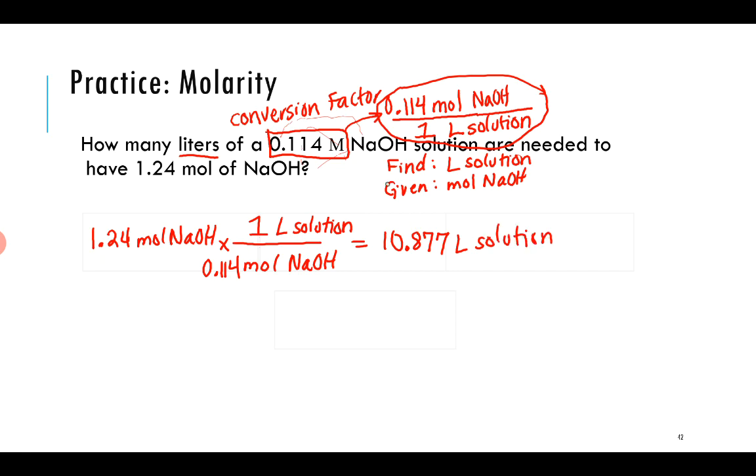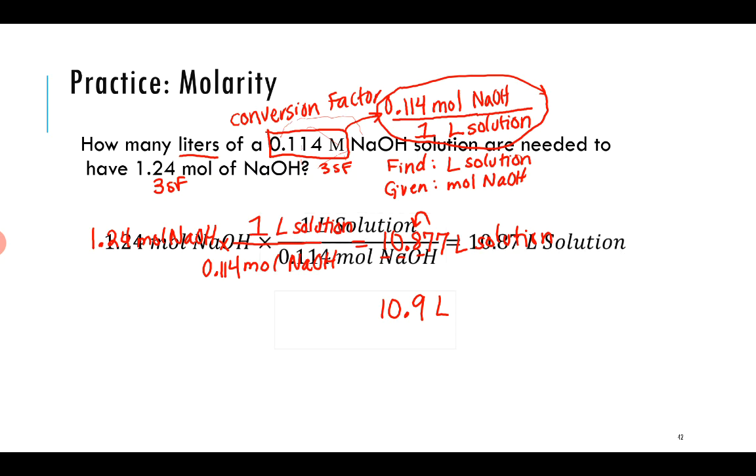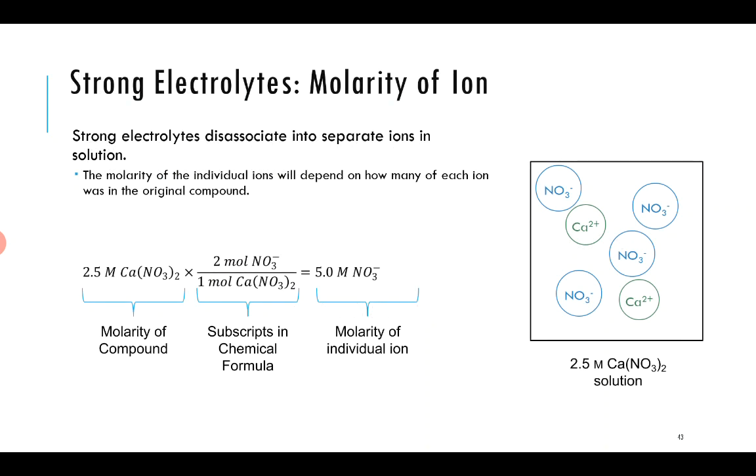Now, when it comes to sig figs, I have 3 sig figs in my molarity and 3 sig figs in my moles. So I can count 1, 2, 3 significant figures. That's a 7, so I'm going to round up, and my answer that I'll report is 10.9 liters. And of course, there is math typed underneath, so if you were looking at the actual PowerPoint presentation, you'd be able to see the math underneath.